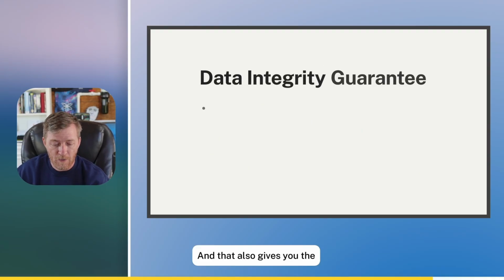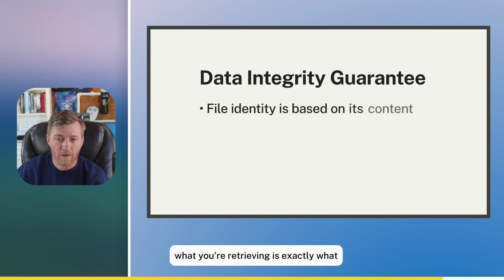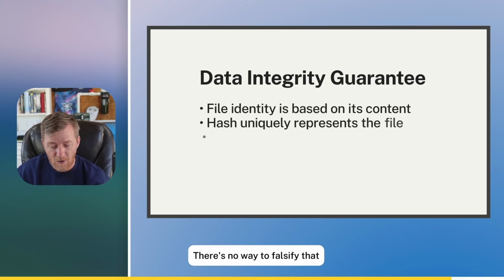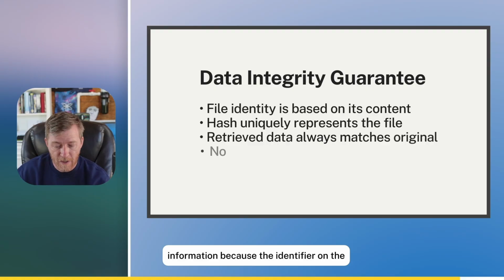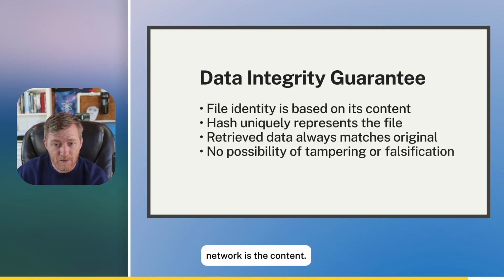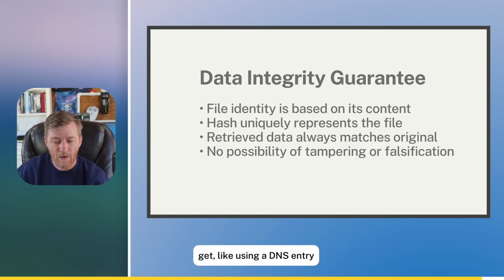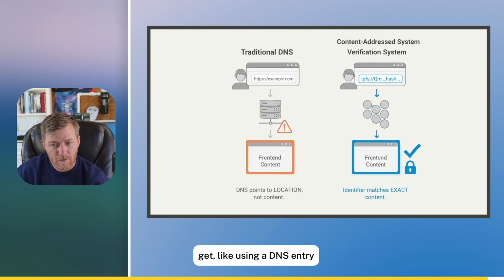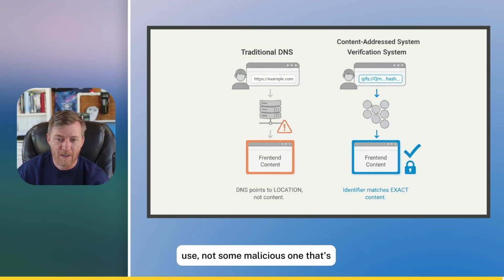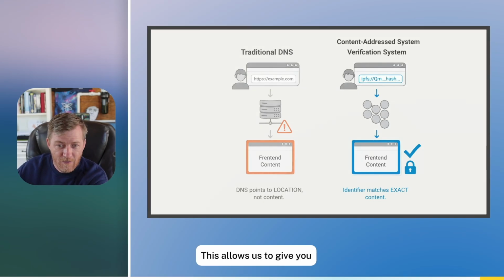And that also gives you the ability to be very sure that what you're retrieving is exactly what you think it is. There's no way to falsify that information because the identifier on the network is the content. There's a hash of the content. So that gives you a lot of properties that you can't get, like using a DNS entry when trying to serve a front end. It's very important when you're accessing your multi-sig front end that you know the front end is exactly the one you're supposed to use, not some malicious one that's going to change the address and route your money somewhere else. This allows us to give you those guarantees.